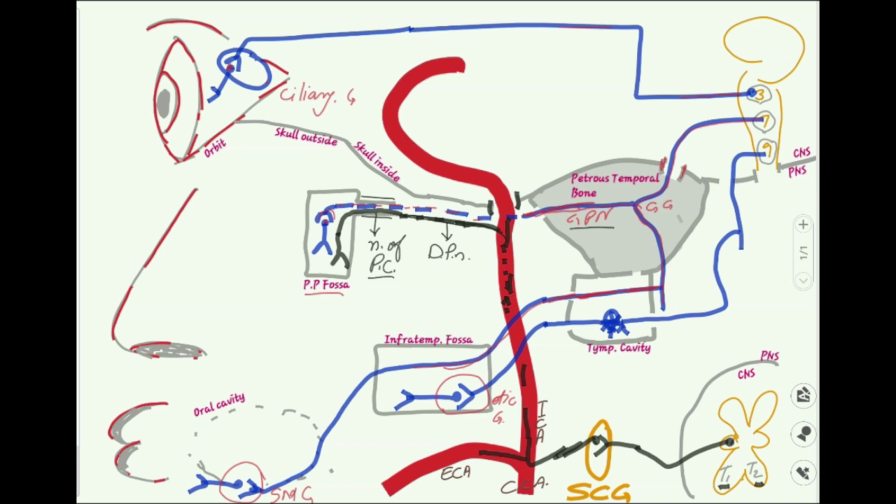After that, the nerve enters the pterygopalatine fossa. Parasympathetic will synapse, sympathetic will not synapse, and both will supply the viscera. Sympathetic fibers that reach the ciliary ganglia will enter along the internal carotid artery inside the skull.